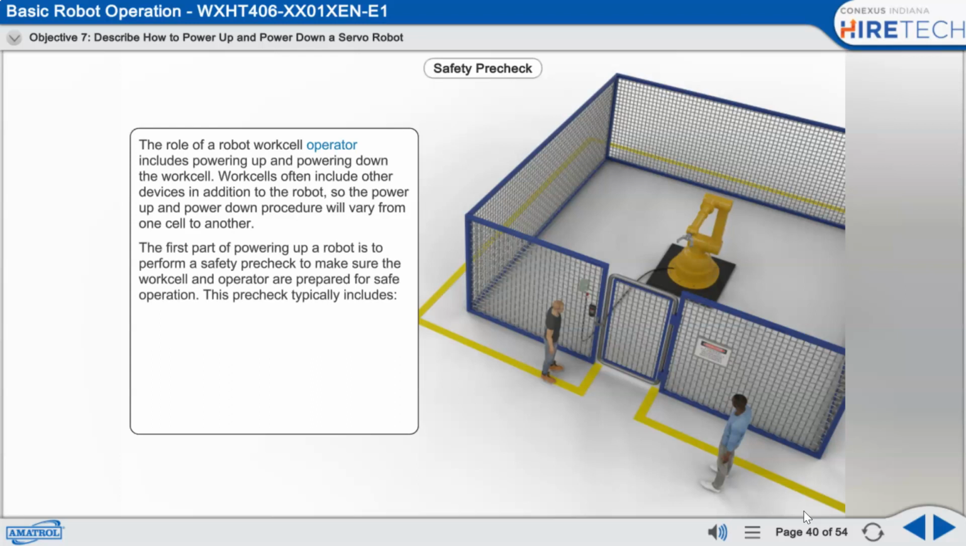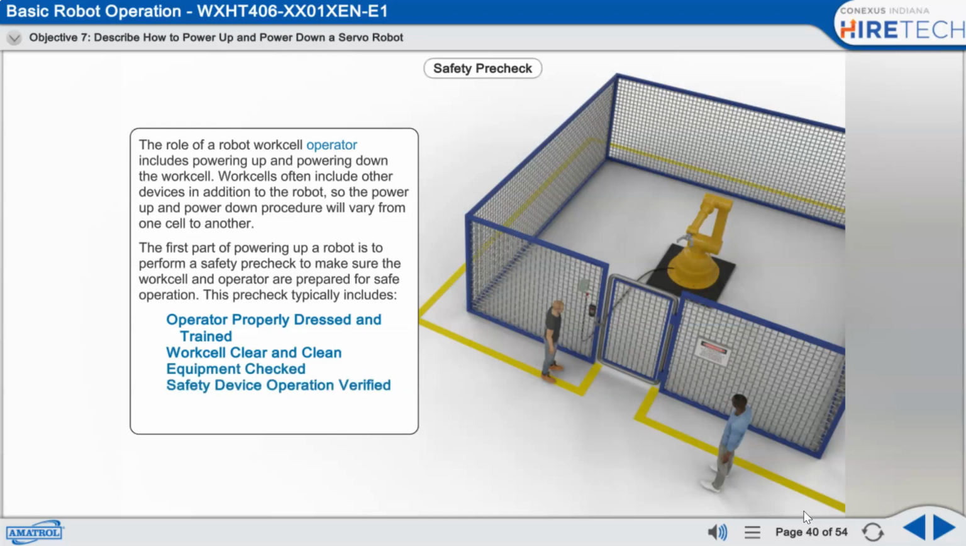The first part of powering up a robot is to perform a safety pre-check to make sure the work cell and operator are prepared for safe operation. This pre-check typically includes operator properly dressed and trained, work cell clear and clean, equipment checked, safety device operation verified, lockout-tagout verified, and nearby personnel notified.